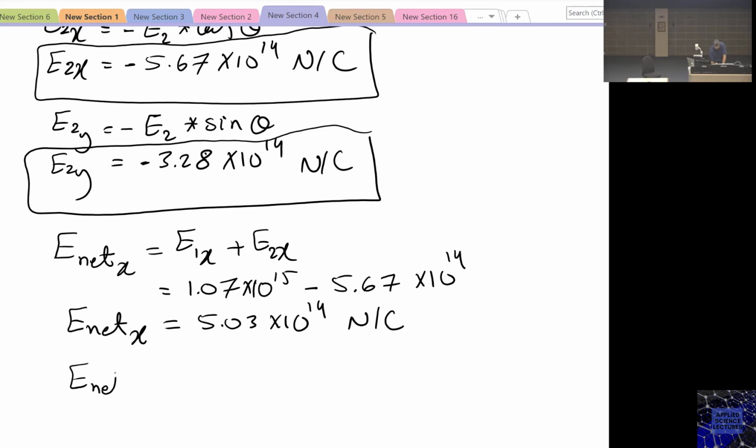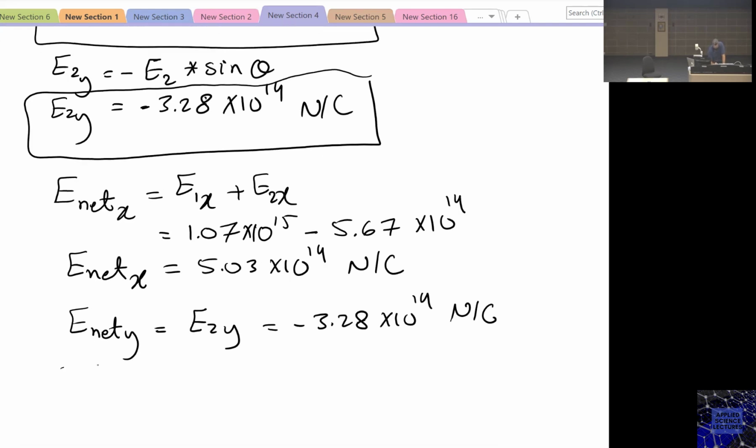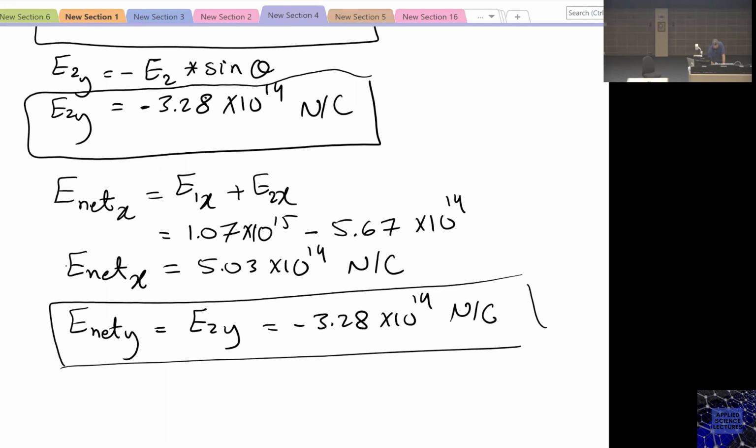What about E net y component? E1 doesn't have a y component. So E net y is indeed E2y, and this is minus 3.28 10 to the power 14 newtons per coulomb. Fine.